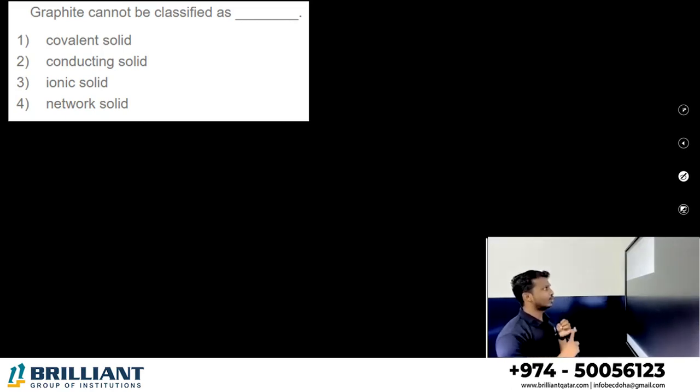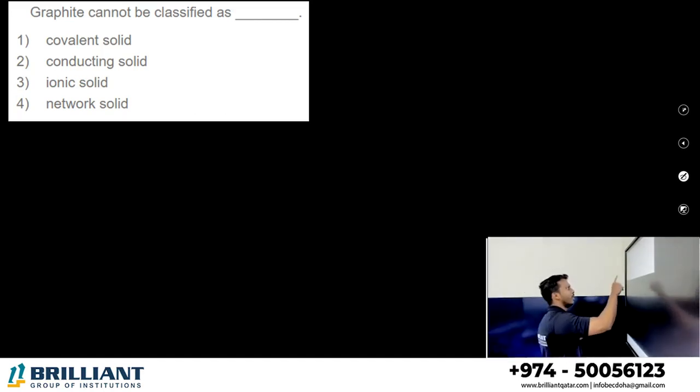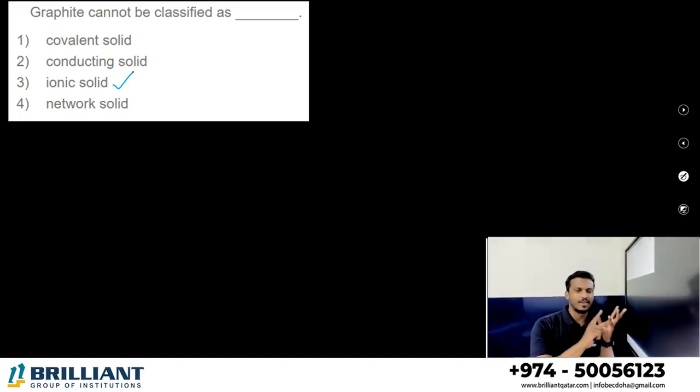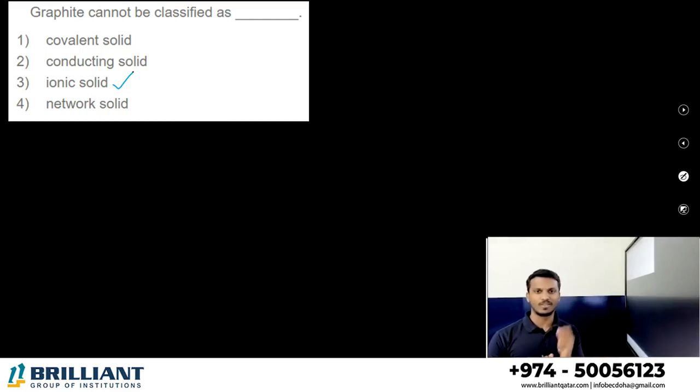Graphite cannot be classified as a covalent solid, conducting solid, ionic solid, or network solid. Which one? Graphite, where we studied carbon, graphite and diamond, we studied under crystalline solids, under the category of covalent or network. So covalent is possible, network is possible, conducting solid is also possible, ionic solid is not possible. Graphite can conduct electricity, it's a conducting solid. So options 1, 2 and 4 are possible, the third one is not possible.